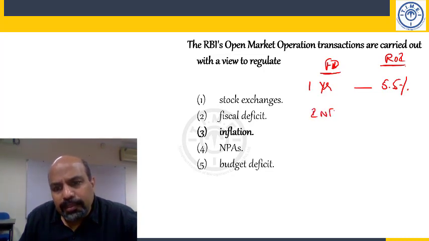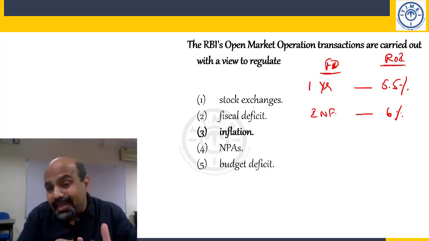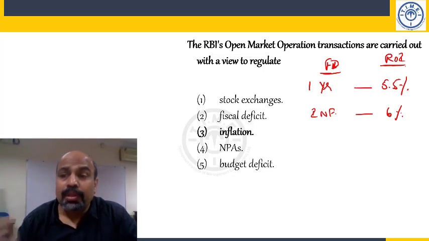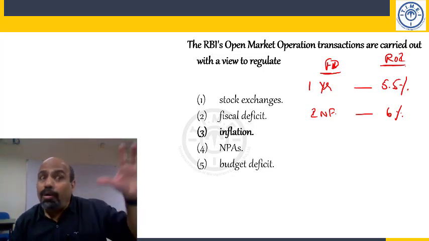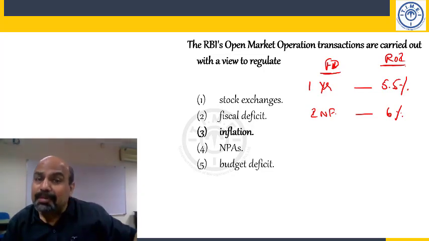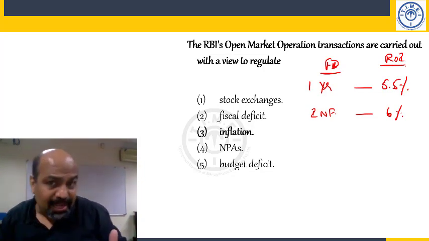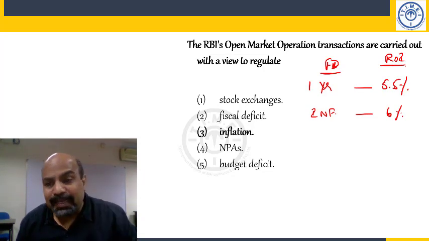Inflation is, let's say, 6%. Means in the bank, your money would increase by 5.5% in the next 1 year. Now inflation rate is 6%, which means outside it is decreasing by 6%, whereas in the bank it's increasing by 5.5%, which means you are losing money. You got it? You're losing money.